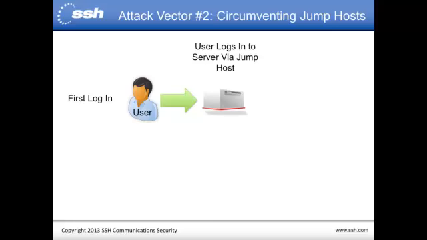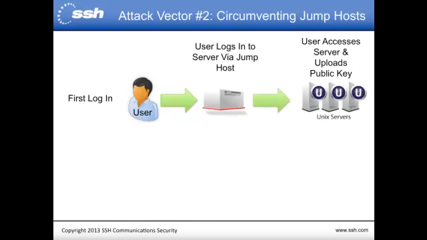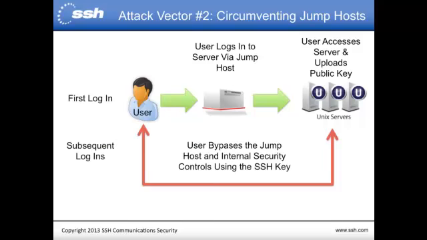The first login, the user logs into the server via jump host, and now they're in the servers. But all of a sudden the user decides he's going to upload a public key into the environment to either one or multiple servers or a whole host of servers. At that point, subsequent logins, the user can bypass the jump host and internal security controls using the SSH key.